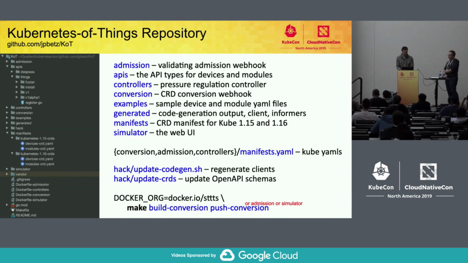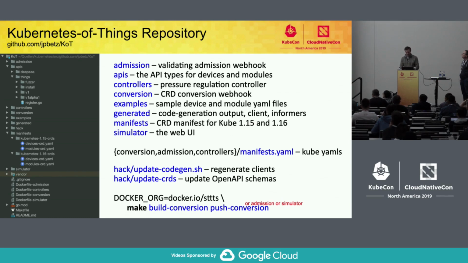The first place I'd like you to look is in the APIs directory. Inside of here, you're going to see all our API groups, both the things group, which is where our devices reside, and the deep C group. Inside of there, you're going to see types.go files that define our different CRDs. This is the source of truth for our CRDs. We can change this and change the structure of our CRDs. From that, we're going to generate two different things.